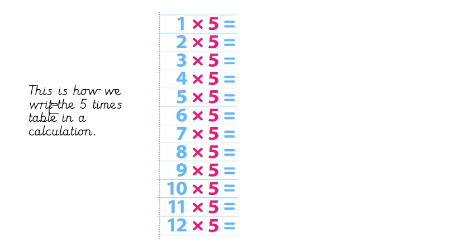So this is how we write the 5 times table into a calculation. So 1 times 5 equals, 2 times 5 equals. When I say it, let's see if you can say the answer. 1 times 5 equals, 2 times 5 equals, 3 times 5 equals, 4 times 5 equals, 5 times 5 equals, 6 times 5 equals, 7 times 5 equals, 8 times 5 equals, 9 times 5 equals, 10 times 5 equals, 11 times 5 equals and 12 times 5 equals. Let's see if we got it right.